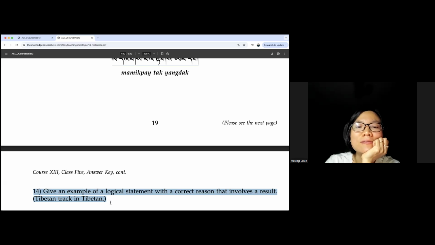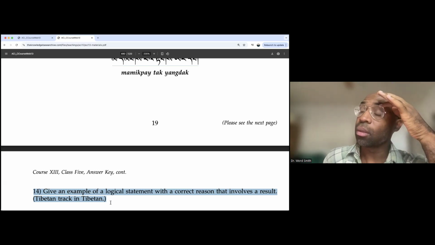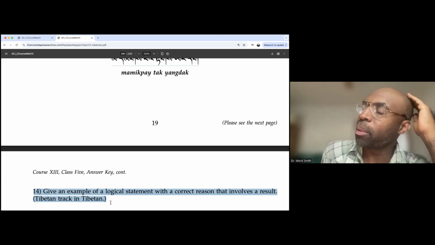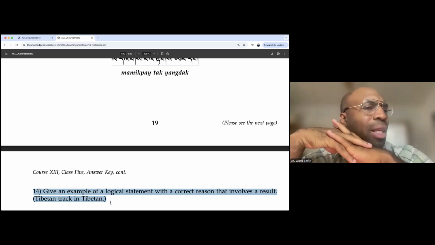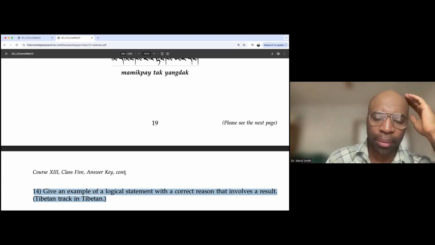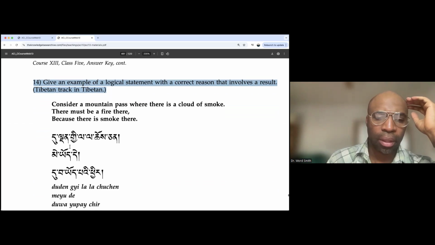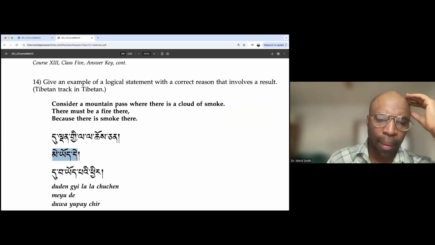Fire and smoke, right? Yeah. How do you say... La la chuchen, the mountain pass. It has smoke. Me takte, something like that. I'm saying it wrong. Therefore, there's fire. Let me get this right. De dengi la la chuchen. Okay, that's it. Me yute. Yeah. Tuwa yupecher. Okay.